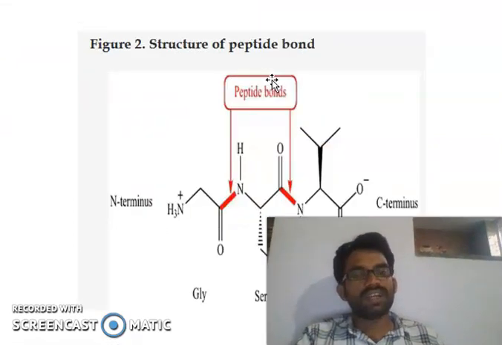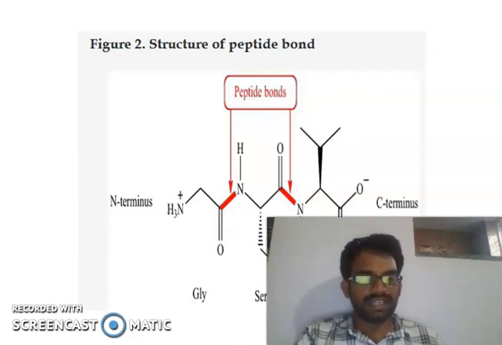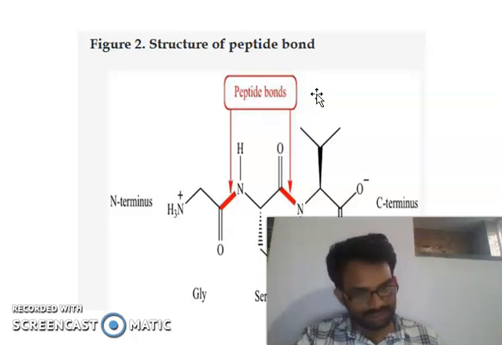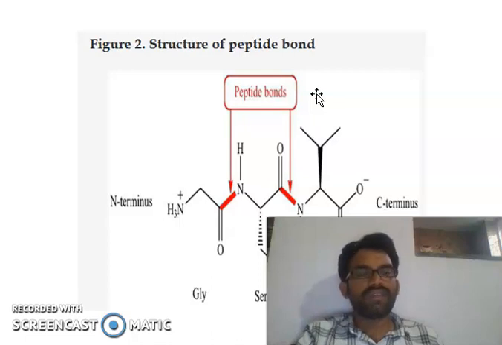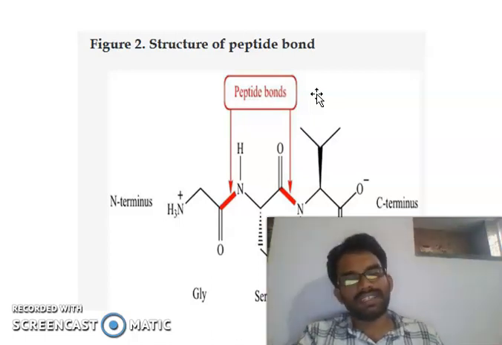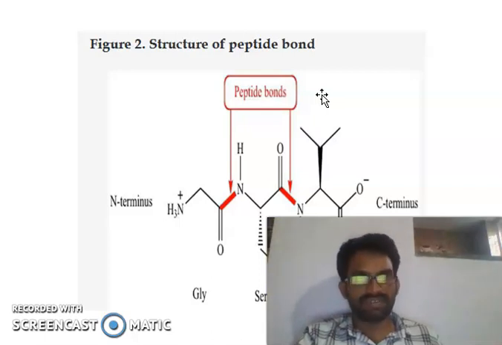Then you can see the structure of a peptide. You can see the N-terminal and C-terminal. You can see glycine, serine, valine, and these indicate the C double bond O and NH. This red color indicates the peptide bonds. This is the structure of actual peptide bonds between amino acids, the zwitterions. One amino acid is linked to another amino acid by peptide bonds.